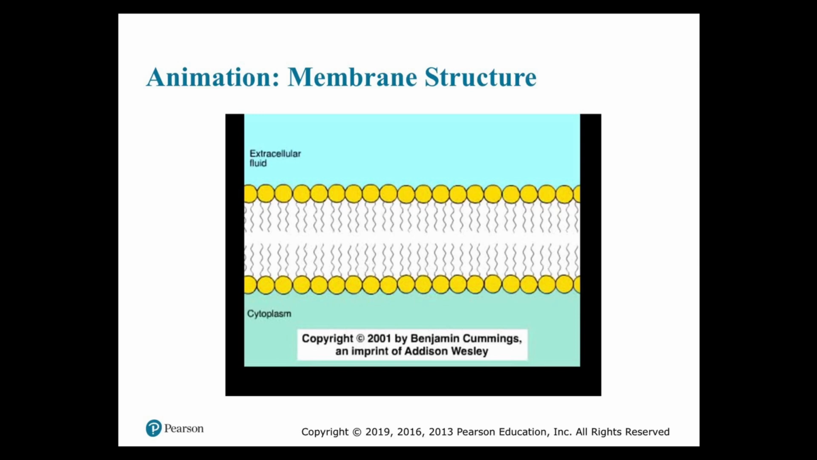You're going to have to look in your PowerPoint and play it in your PowerPoint, but I like this figure because it shows the orientation of those phospholipids that make up the membrane. So notice it's a bilayer. Bilayer means that it's two layers of phospholipids, and the yellow part is the hydrophilic heads.